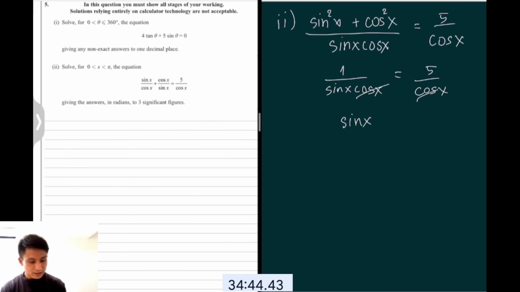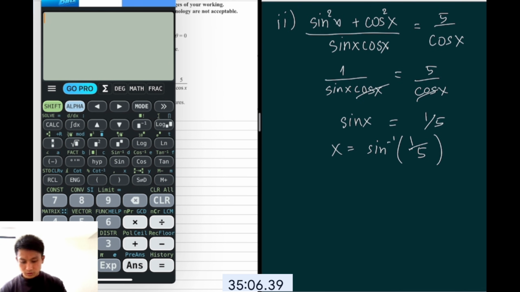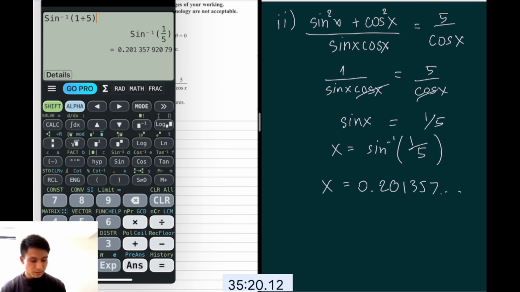So here we can cancel cos x, and if we make sin x the subject, we get sin x equals 1 over 5. And then we solve. That's easy because the range is just 0 to pi, so x equals arc sine 1 over 5, and the solution should be a single value, oh, 2 actually. So I'm just going to change that to radians, arc sine 1 over 5, so x is 0.201357, and so on.